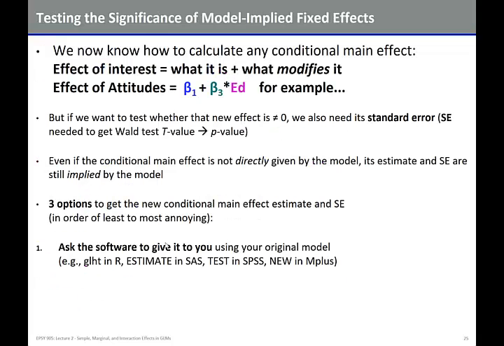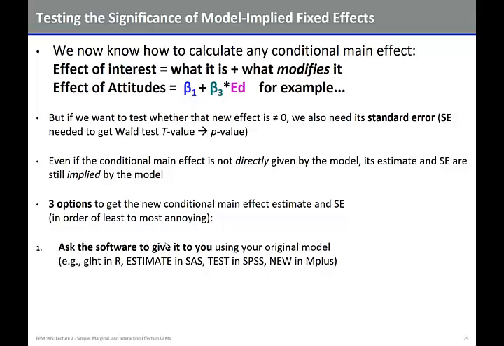Okay, so how do we go and do that, though? Any of us can go and add these numbers together and calculate the new effect, right? For any level of attitude, we can calculate the new effect. The harder part is figuring out what the standard error of the effect is, because that's what gives us the t-test itself.